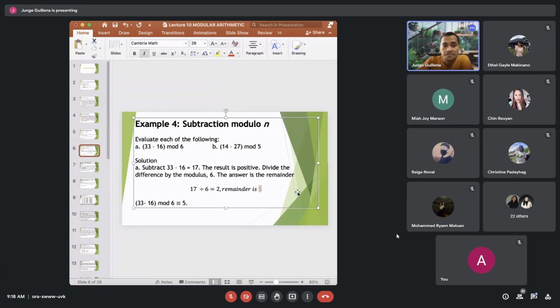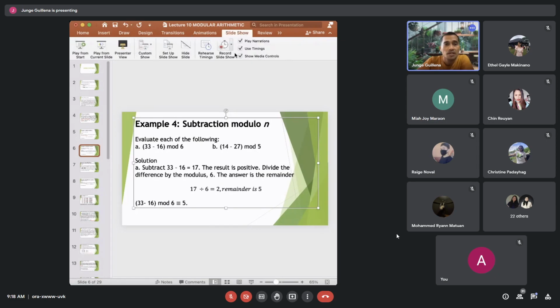For letter B, you may notice that it will end up with a negative value, no?